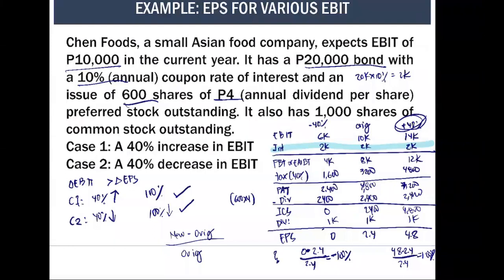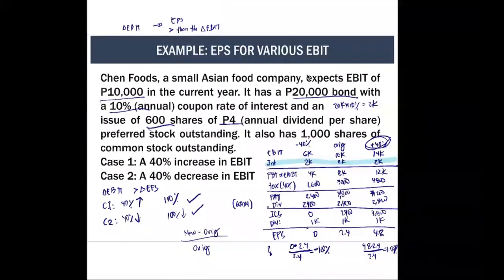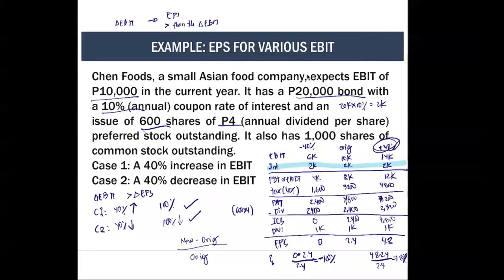You have a greater change in your EPS. So it's very sensitive on your earnings per share. Okay? So as we said a while back, the effect on the EPS is more than the change in the EBIT. Okay.